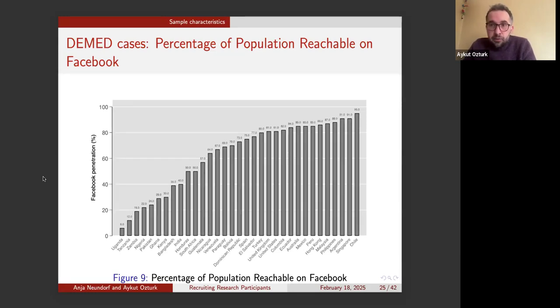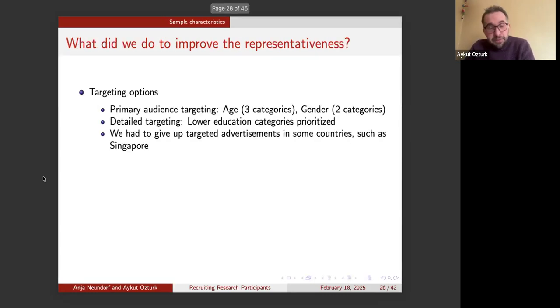So this is the background. Let's see how well we did, right? That's the background. What did we do to improve the representativeness? Now, Facebook is not your friend in this regard. Why? Because Facebook wants to deliver advertisements to people who are very similar to people who already clicked on your advertisements. So the algorithm will just find a certain demographic group and will try to recruit more and more from that group. To minimize that algorithm bias, you can do targeting.